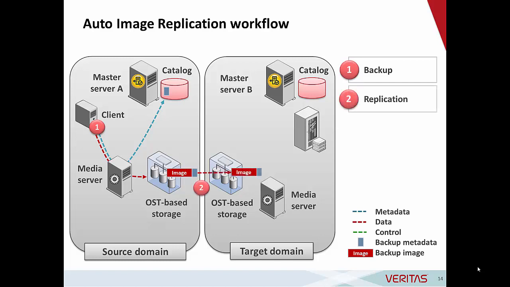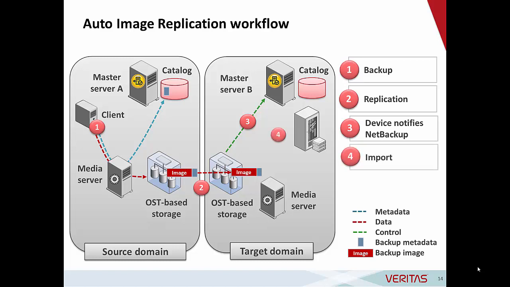When the backup is complete, then the source disk pool will replicate the backup images to the target domain, and that replication will be an optimized duplication. The whole backup image isn't going across the wire, just the stuff that's changed since the last backup. And then in the target domain, an alert gets fired off that notifies the target master that new data has been received, and a fast import takes place where the metadata that NetBackup needs of what these files are inside this backup image is imported into the NetBackup catalog.